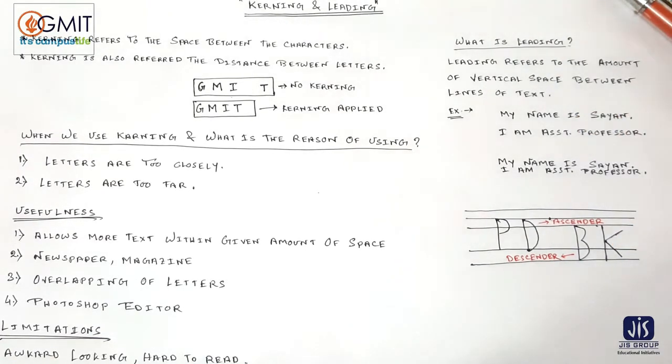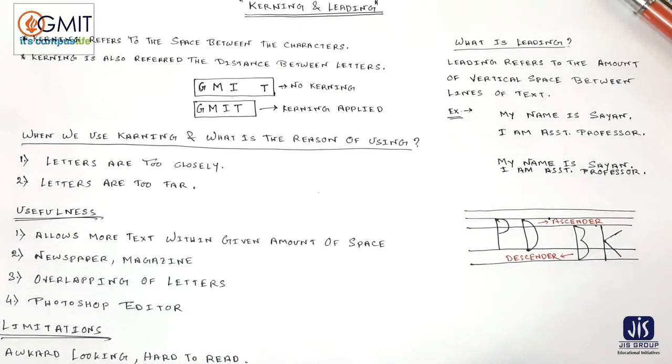That is, what is leading. This is also a characteristic of the textual representation of multimedia. Leading is mainly used for text, obviously, and leading refers to the amount of vertical space between lines of text. Amount of vertical space. Listen carefully. Amount of vertical space, not horizontal space, between the lines of text.